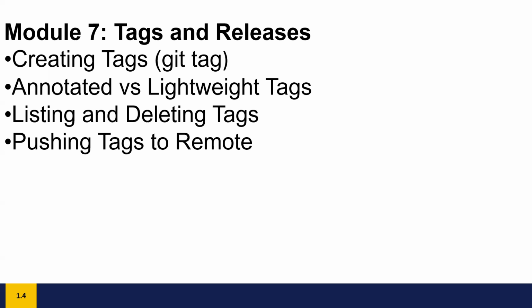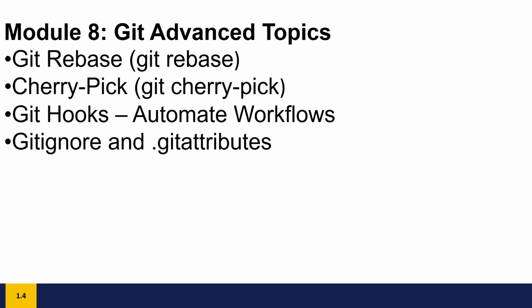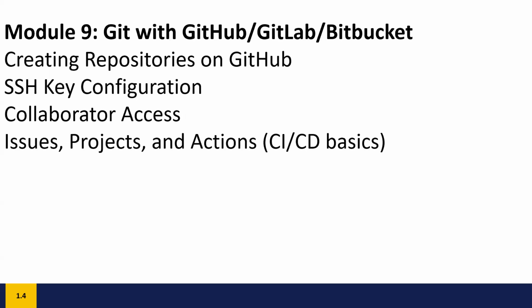Module 7, tags and releases: creating a tag, annotated versus lightweight tags, listing and deleting the tags, pushing to remote. Module 8 will discuss Git advanced topics like Git rebase, Git cherry-pick, Git hooks, Git ignore, and Git attributes. Module 9, Git with GitHub, GitLab, Bitbucket: creating a repository on GitHub, SSH key configuration, collaborator access, issues, projects, and actions.